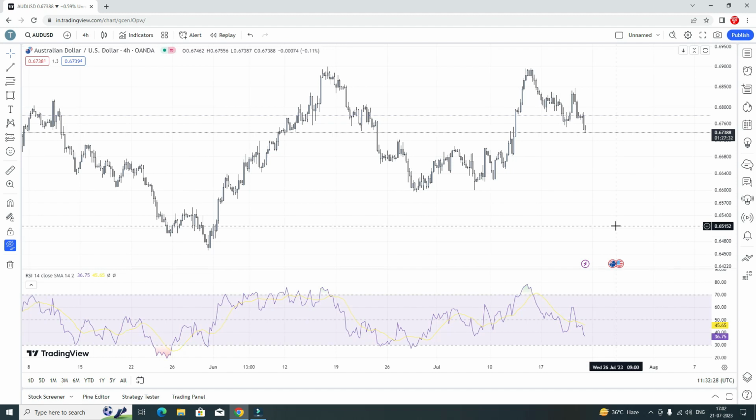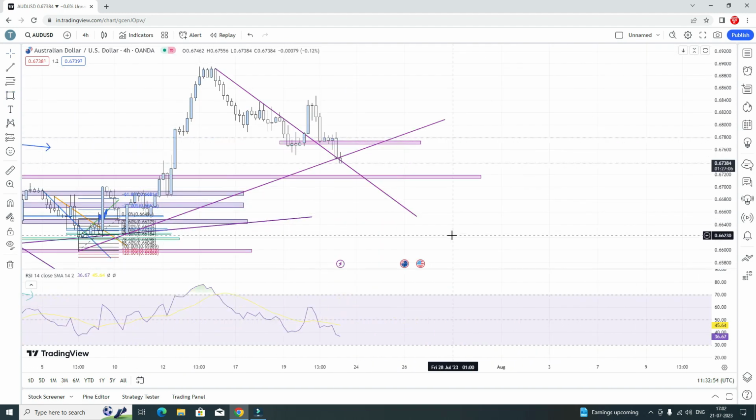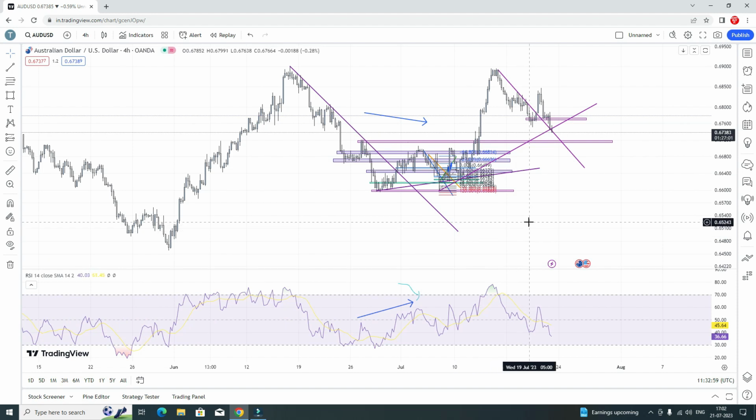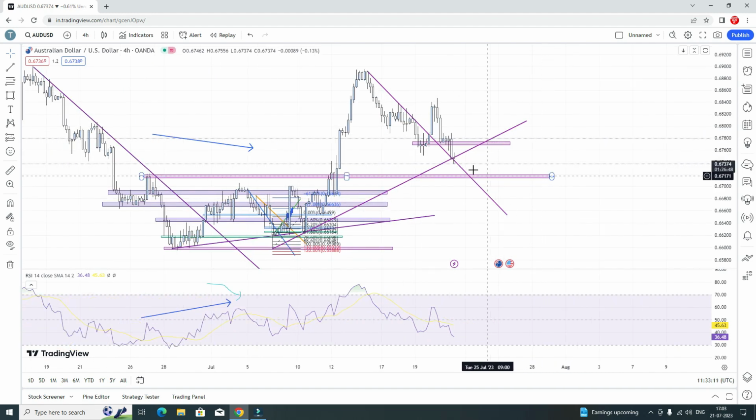If you look at a bigger picture, this is an important level over here. In terms of 4 hours, this is an important level, so price might come down to this. Let's mark this level. For the time being, it looks like it is going to keep moving downwards, but in the smaller time frame it might move upwards to this level, then come back down to this level. That looks like the biggest possibility.